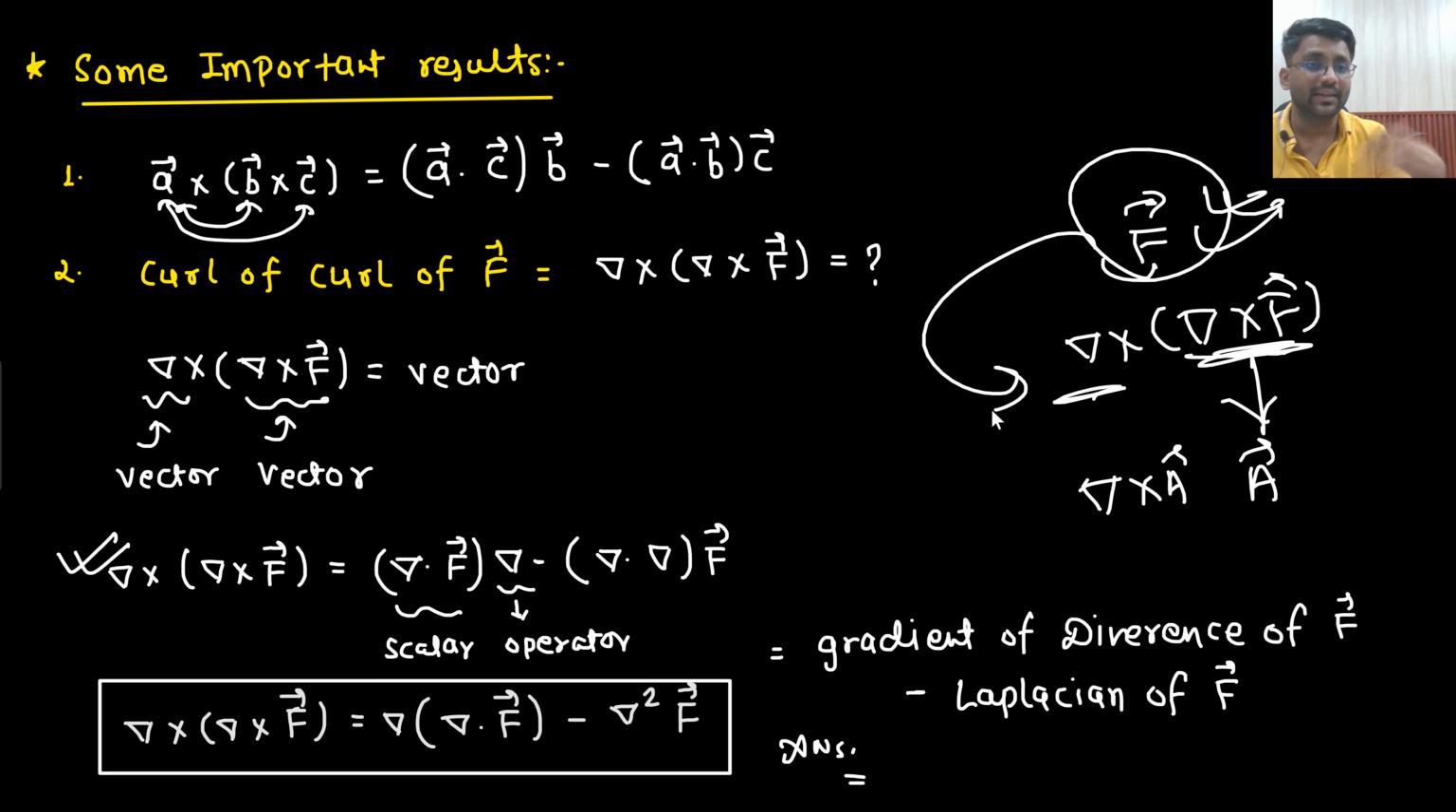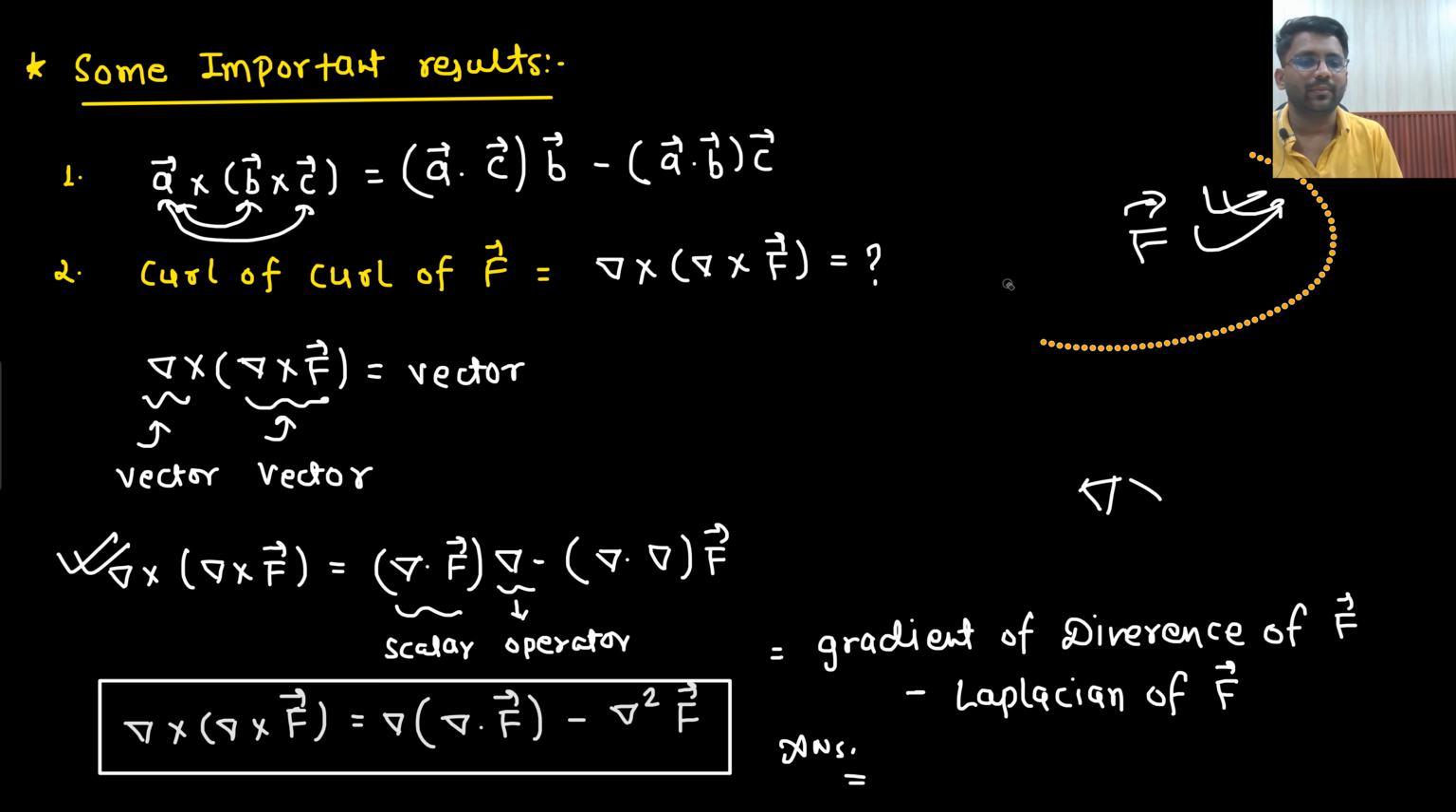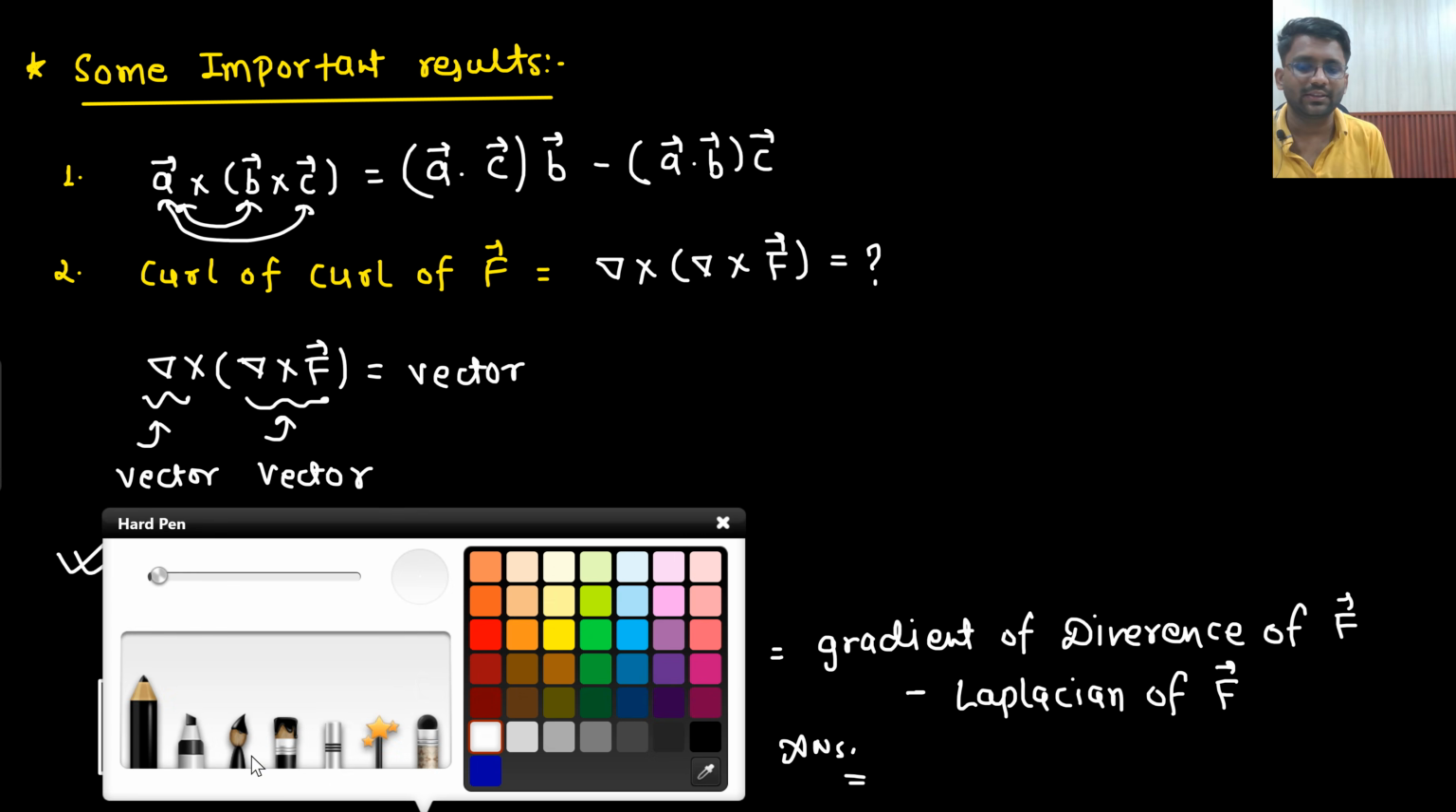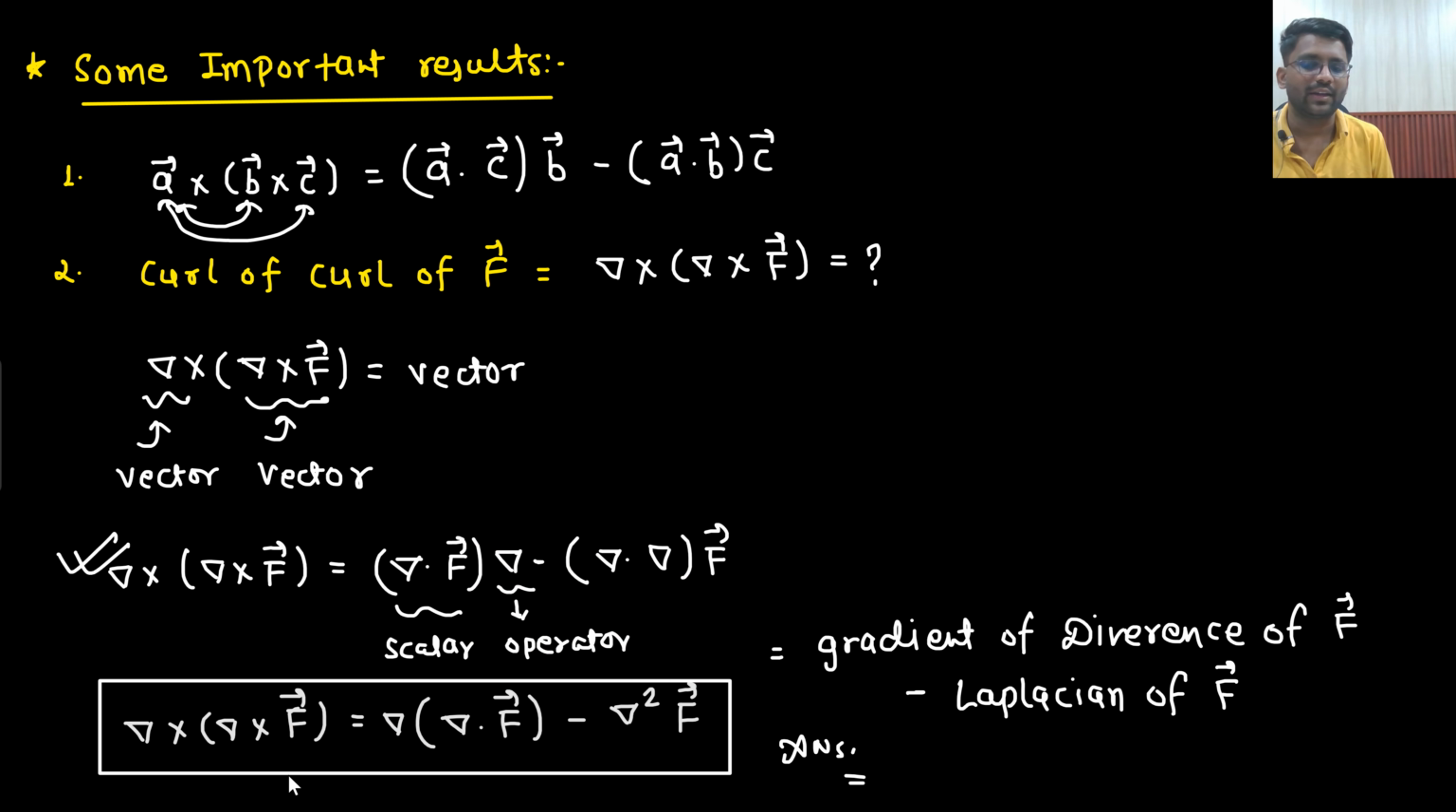But in the examination, they can ask which of the following statements are true. Option 1: del cross del cross F equals this formula. Then you need to click on it. So the formula should also be in your mind. But if the field is given and they ask this question, why would I apply the formula? Why make things complex for myself? I will simply calculate the answer. But who knows, in the examination they may directly ask the formula. That's why we are writing down the formula. Understandable? Now some important identities we are going to see.